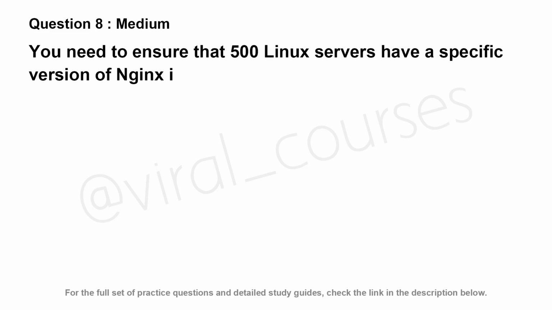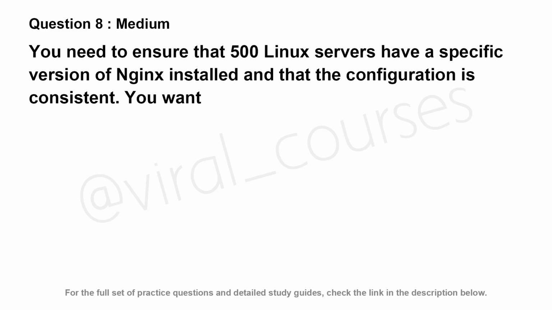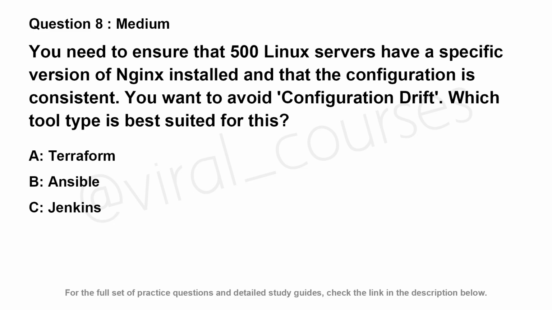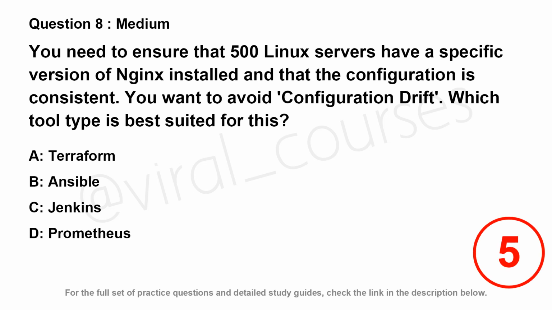You need to ensure that 500 Linux servers have a specific version of Nginx installed and that the configuration is consistent. You want to avoid configuration drift. Which tool type is best suited for this? Option A. Terraform. Option B. Ansible. Option C. Jenkins. Option D. Prometheus.